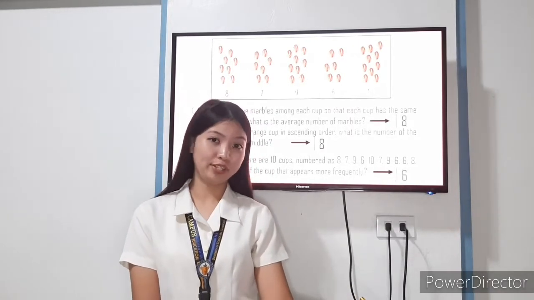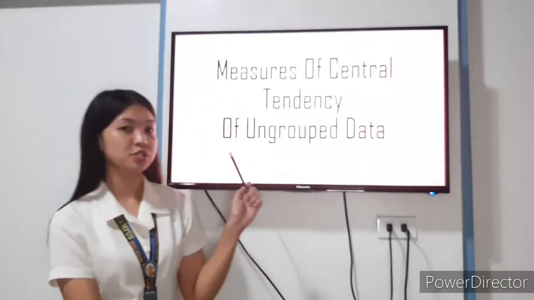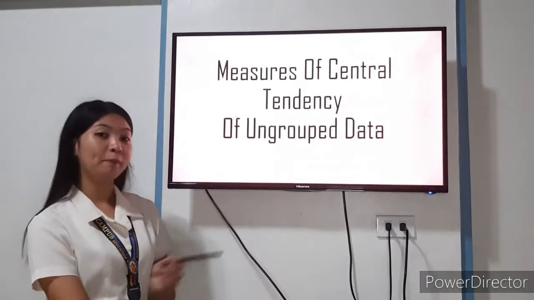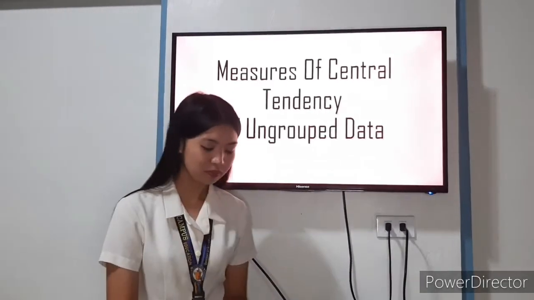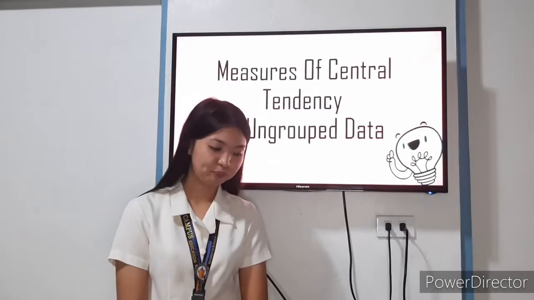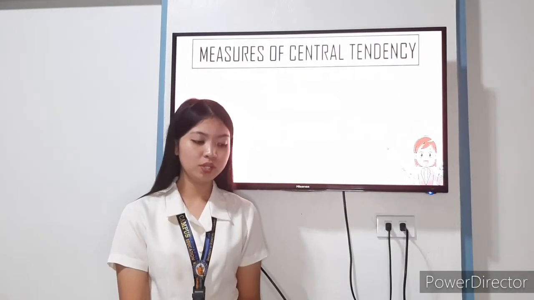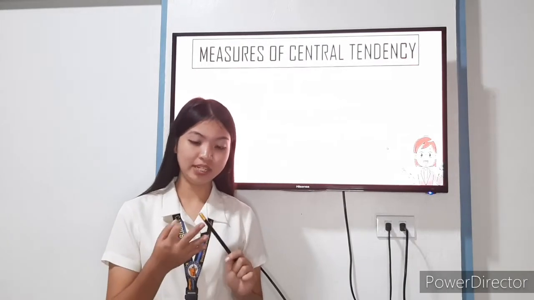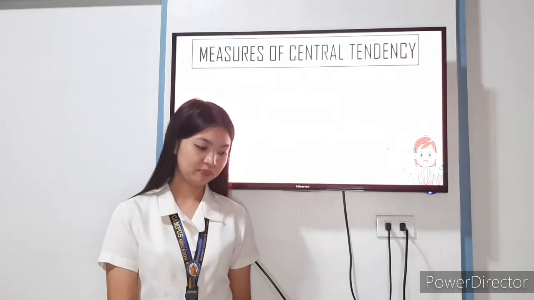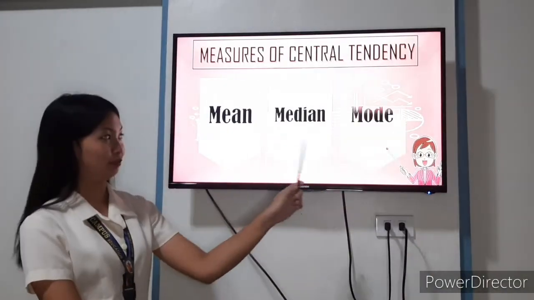Okay, good job. You guys already helped Mipo with his assignment without even realizing that Mipo's assignment is closely related to our topic for today, which is the measures of central tendency of ungrouped data. We have 3 measures of central tendency, or to easily remember, the 3 M's: the mean, median, and mode.